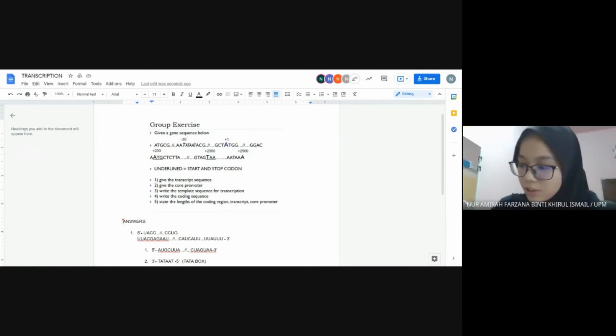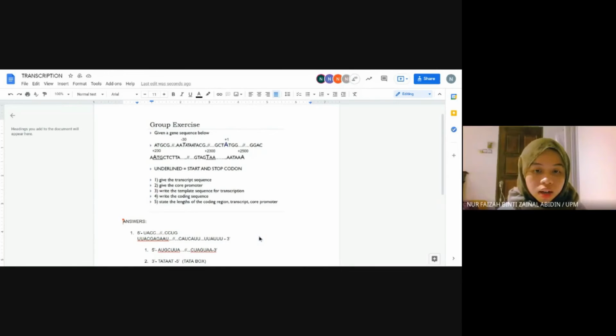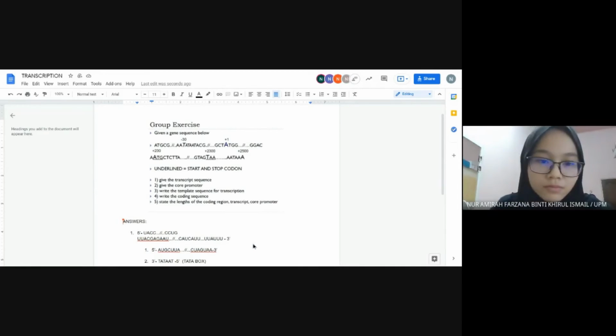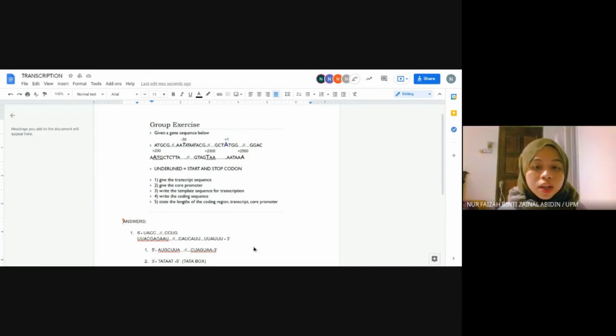For the coding region, I got 2070. We calculate from the start codon and end with the stop codon. So 2300 minus 230, which equals 2070. Is that correct? For the coding region, yes. Stop codon minus start codon. I also agree with you guys. So it is 2070 base pairs, right?